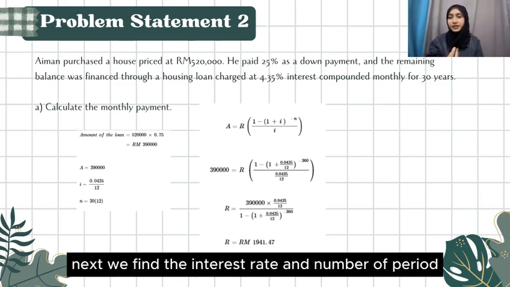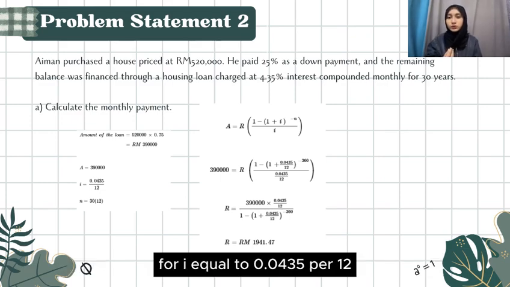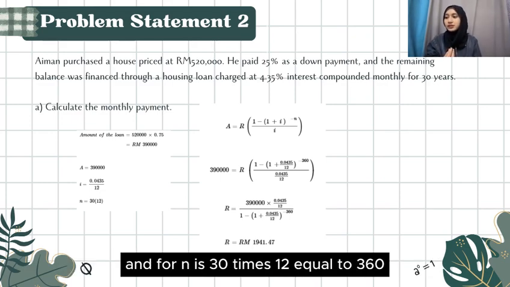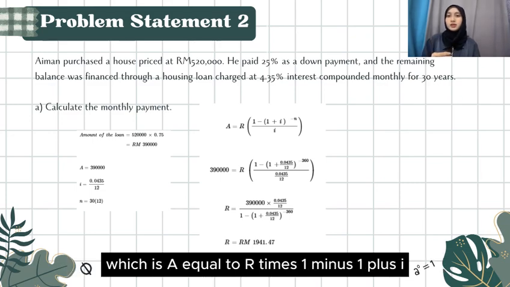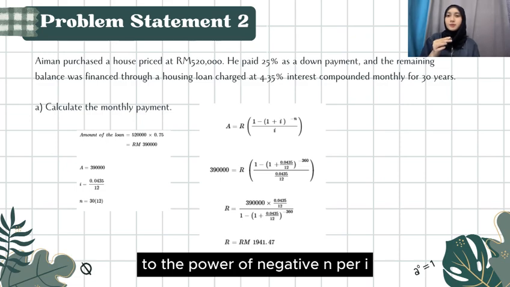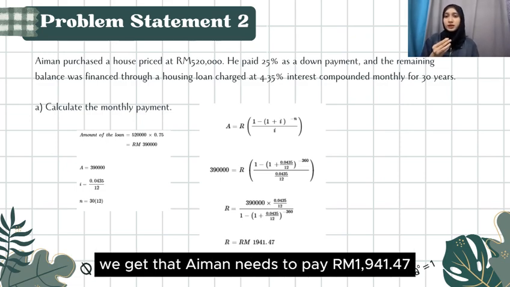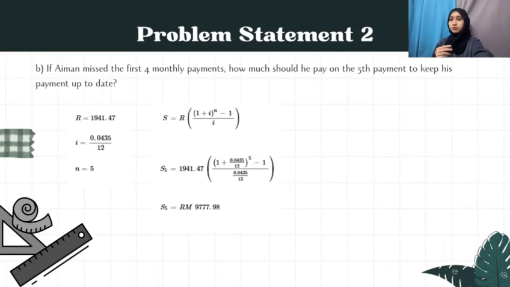Next we find the interest rate and number of periods. For i, it is 0.0425 per 12, and n is 30 times 12, equal to 360. Then we apply the numbers to the present value formula, which is A equal to R times (1 minus (1 plus i) to the power of negative n) per i. After calculating from that formula, we get that Iman needs to pay 1,941 ringgit and 47 cents every month.